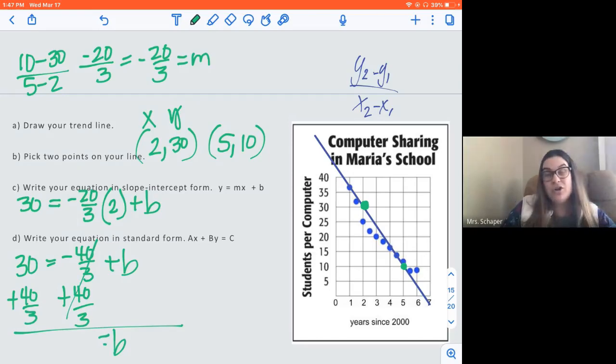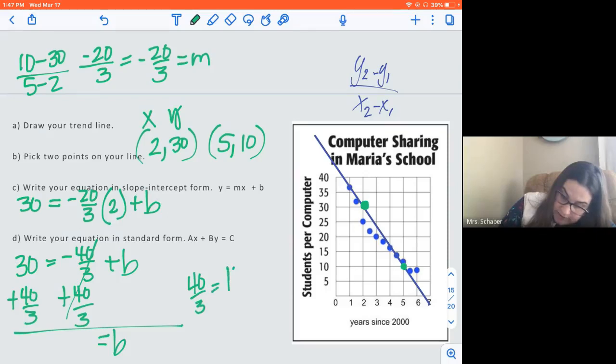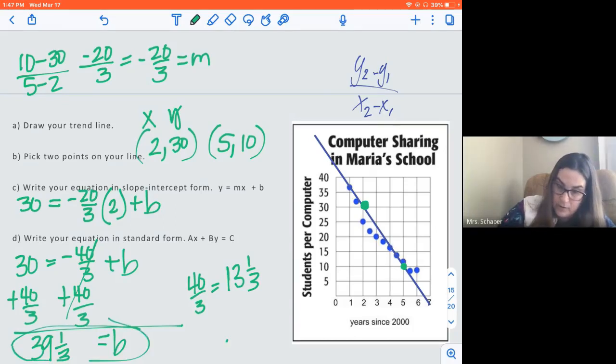So 40 thirds is really 13 and 1/3. 40 thirds is equal to 13 and 1/3. So 13 and a third plus 30 is 39 and 1/3. That's my b value.